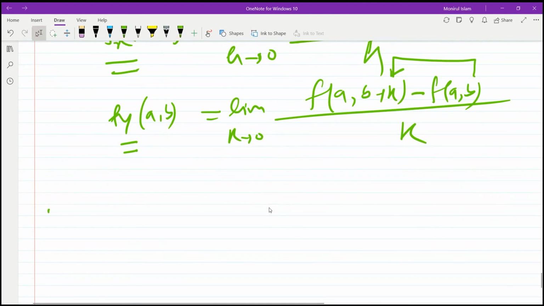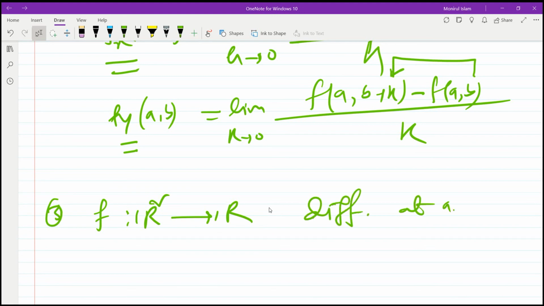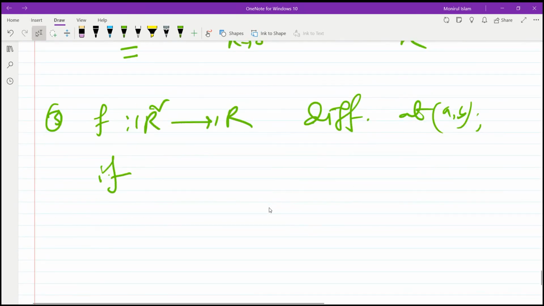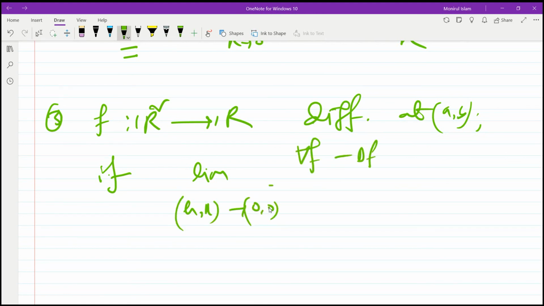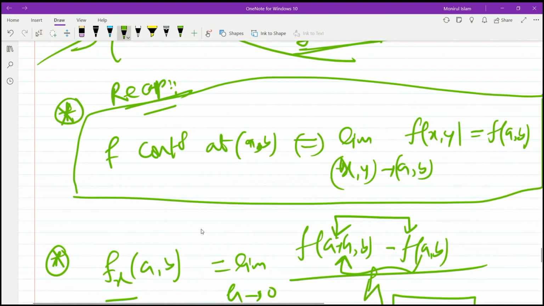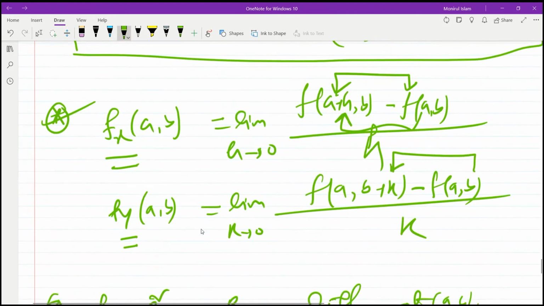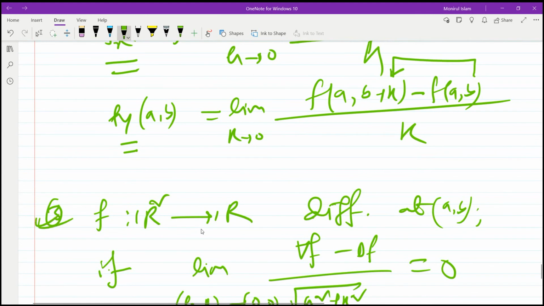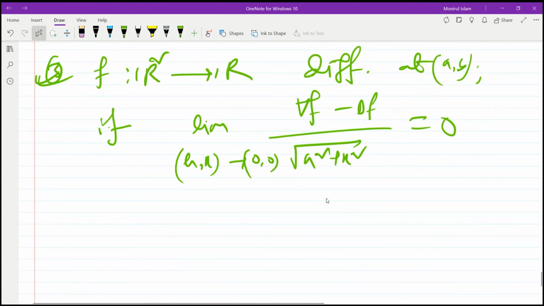One more formula I have used. A function from R2 is differentiable at point (a, b) if this limit is equal to 0: delta f minus df, divided by the square root of h squared plus k squared, should be 0. These three facts are used. In this question I have three facts: first continuity, second partial derivatives, and third differentiability. To check differentiability you have to find this limit. If it's 0, then differentiable.